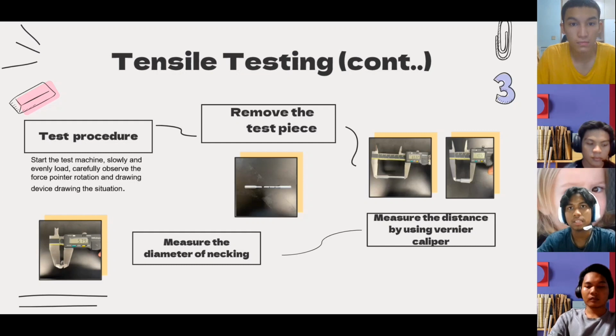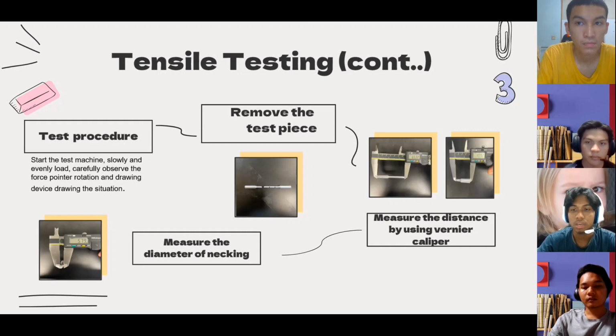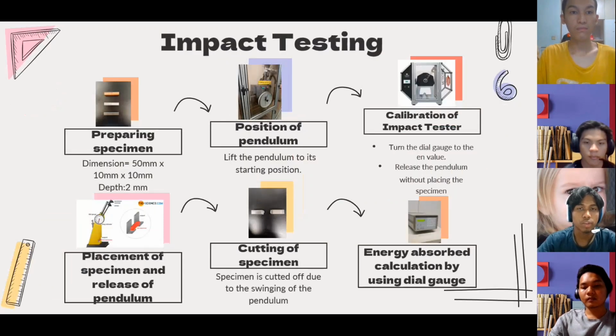After the sample is fractured, we remove the test pieces and measure the distance using a vernier caliper for each part, the shorter one and the longer one. After we measure the distance, we still use the vernier caliper to measure the diameter of the neck. So for the impact testing, we are going to prepare the specimen.